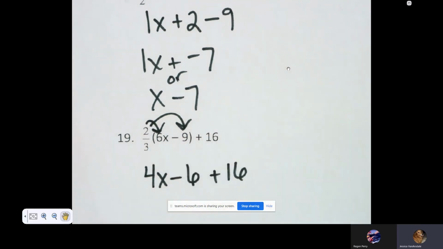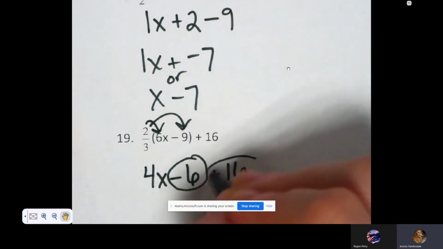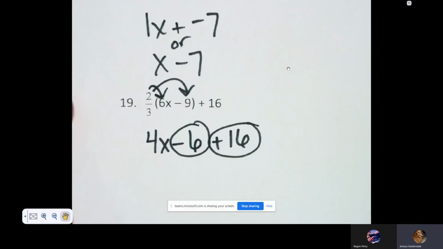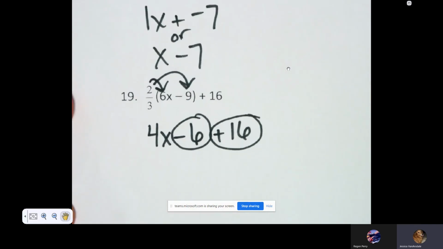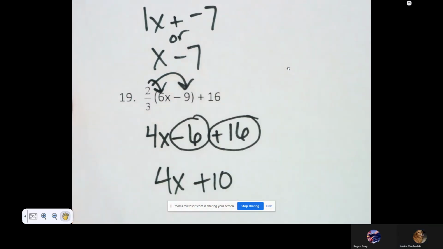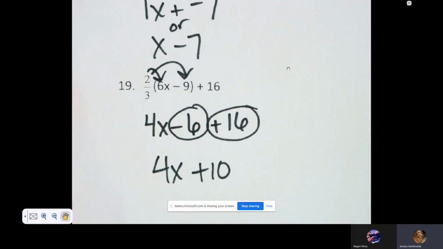We need to combine. What do we combine? 6 and 16. They're opposite signs, so we subtract 16 and take the sign of the bigger number. So it's just going to be positive 10.